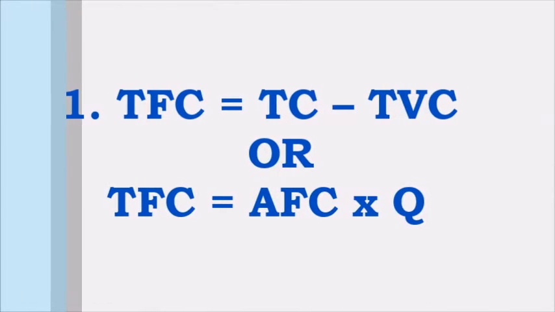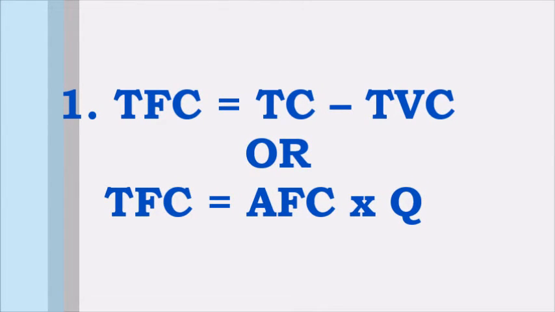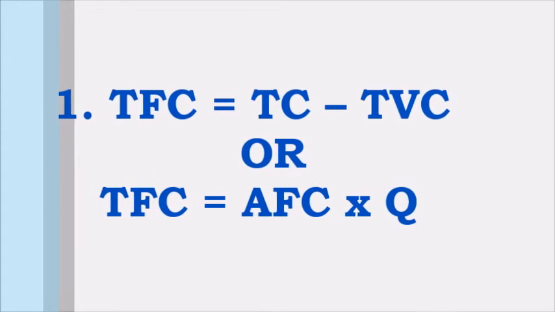Algebraically, TFC, the total fixed cost, has two formulas. One, TFC is equal to TC, that's total cost, minus total variable cost. Or you can say total fixed cost is equal to AFC, average fixed cost, times quantity.